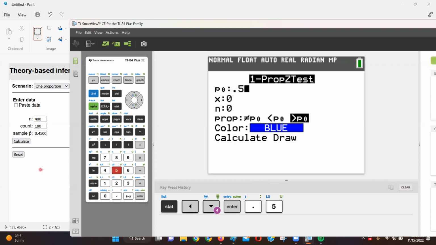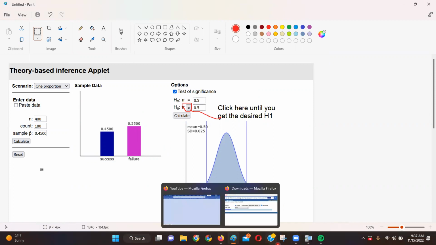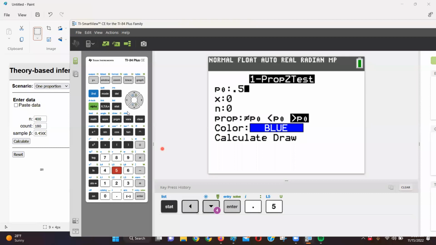See, because it was half, the claim was half of college students binge drink. I'm going to want to disprove that with a two-tailed test. It could be more than that, could be less than that. We don't know. We're just going to say that it's different. So here, let me come back to my calculator. And then X was 180 people. And sample size was 400.